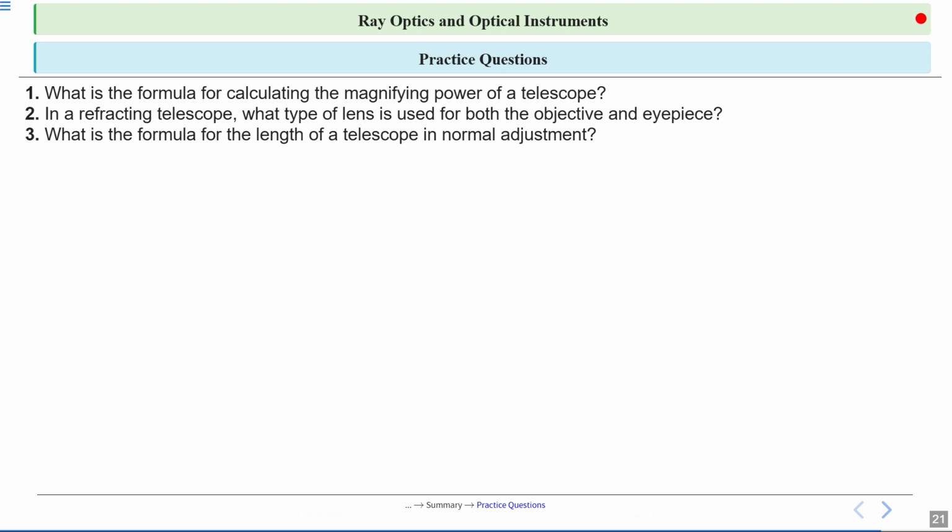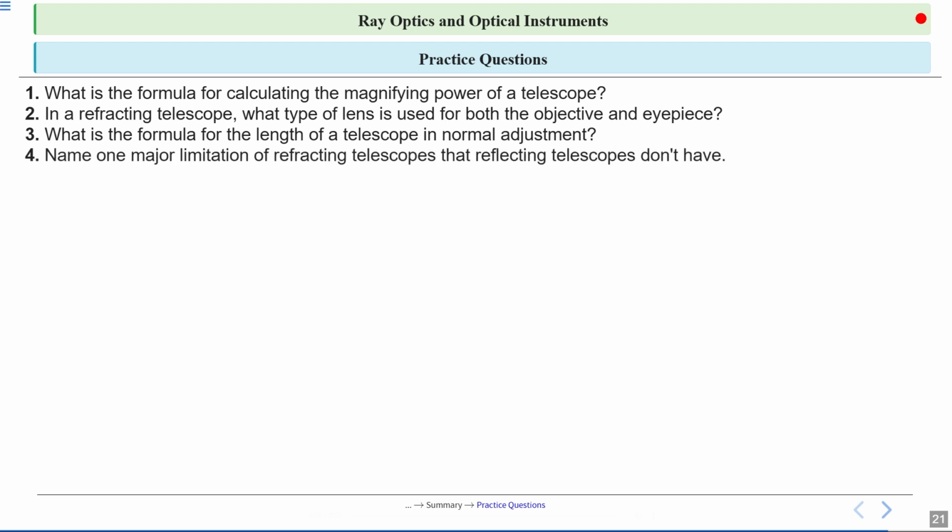Moving on to the next question, we have the formula for the length of a telescope in normal adjustment. This is the sum of the focal lengths of the objective and the eyepiece. Understanding this helps us design telescopes that are both effective and practical in size. Next, let's discuss limitations of refracting telescopes. Name one major limitation of a refracting telescope that reflecting telescopes don't have.